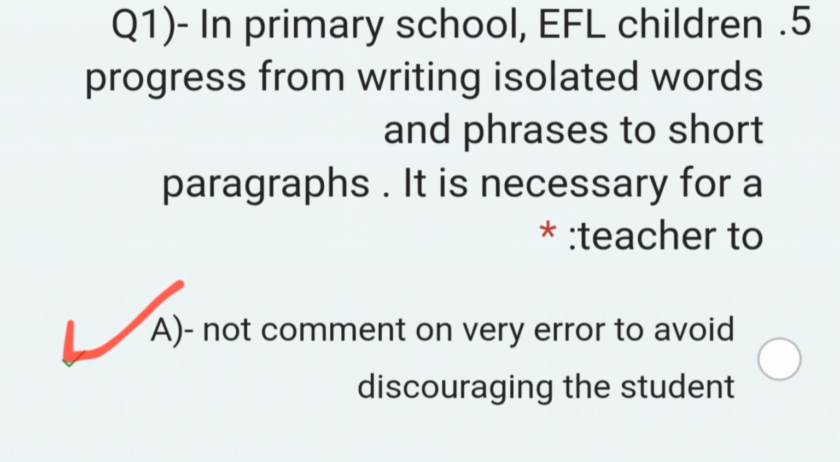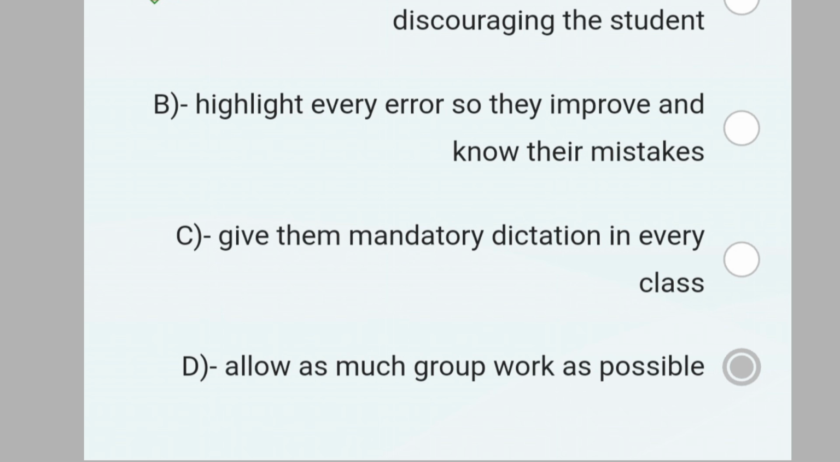5. In primary school, EFL children progress from writing isolated words and phrases to short paragraphs. It is necessary for a teacher to: A. Not comment on every error to avoid discouraging the student. B. Highlight every error so they improve and know their mistakes. C. Give them mandatory dictation in every class. D. Allow as much group work as possible.